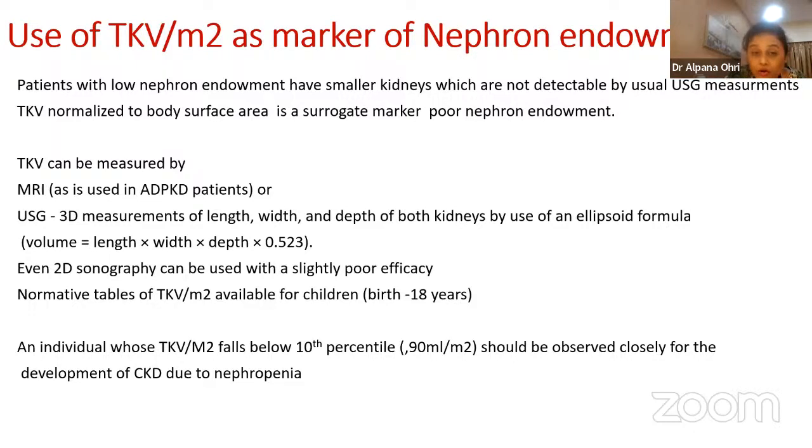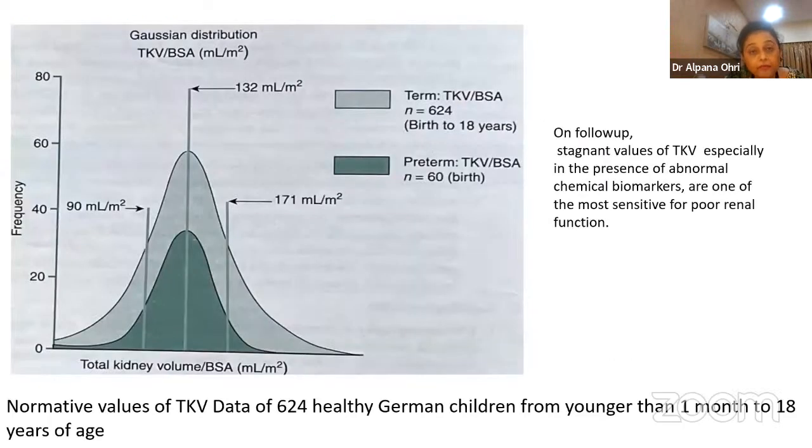And what is normal and what is abnormal? There are normative tables which are available and are being formed. They have been made on children from 1 month of age to 18 years of age, which depict the TKV to body surface area ratio. And it has been seen that this too has a normal Gaussian kind of distribution with the mean at about 132 ml per meter square.